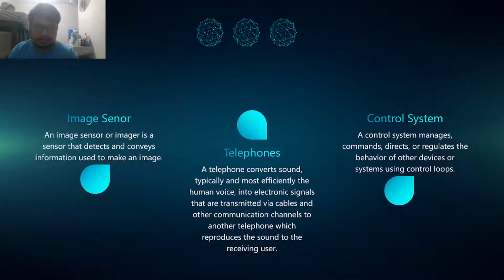The three that I want to explain. First is image sensor. An image sensor or imager is a sensor that detects and conveys information used to make an image.